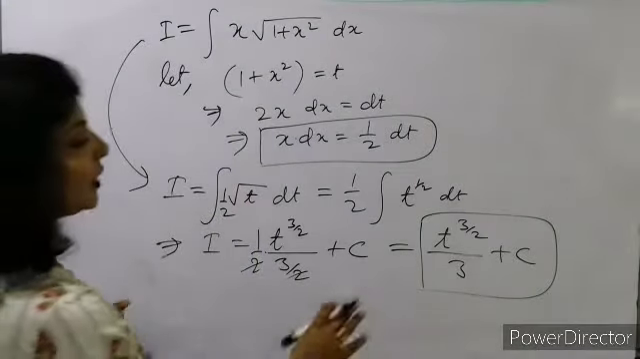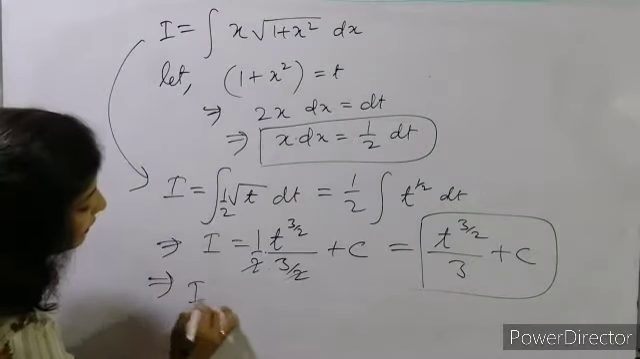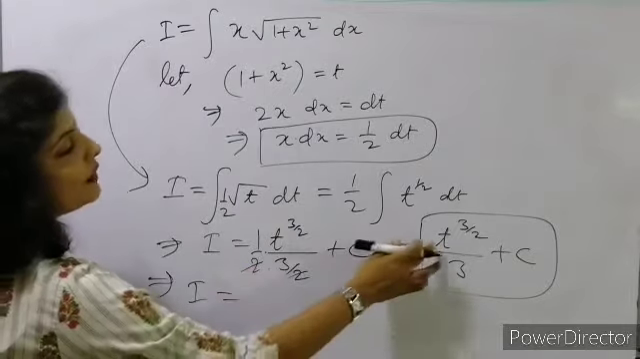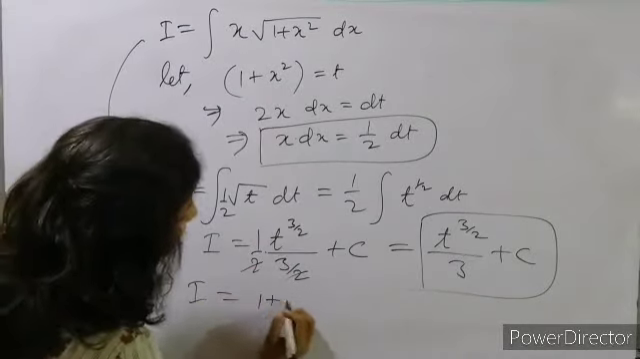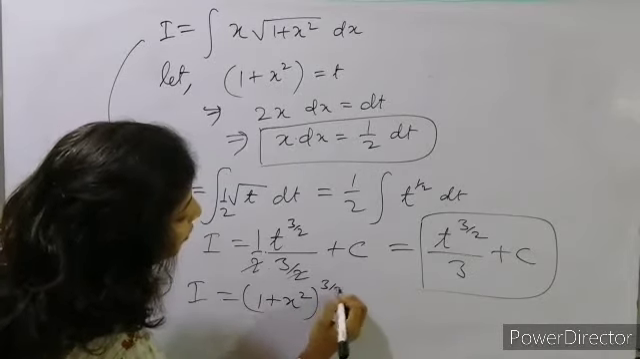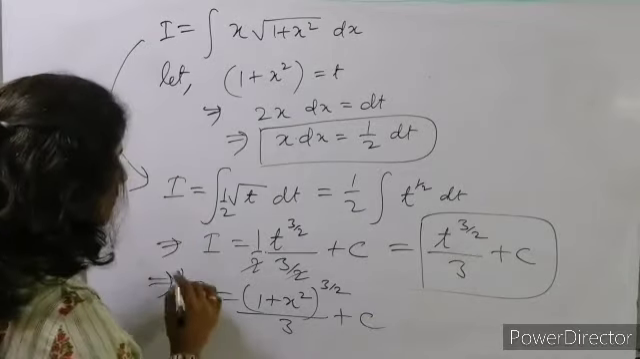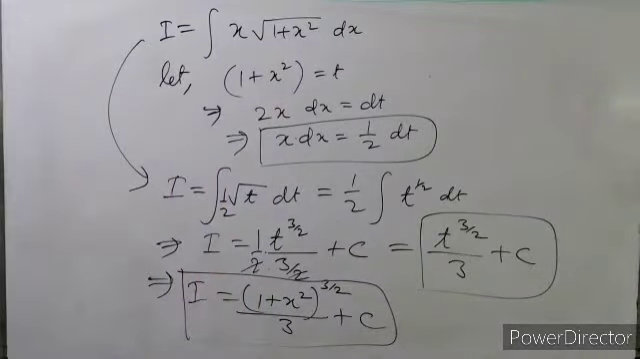Okay, but that should be in terms of x, right? So I will be equal to, now we'll put the value of t in terms of x. So the value of t is 1 plus x square, to the power 3 upon 2 divided by 3, plus c. So this will be the integral of this function with respect to x. Okay.